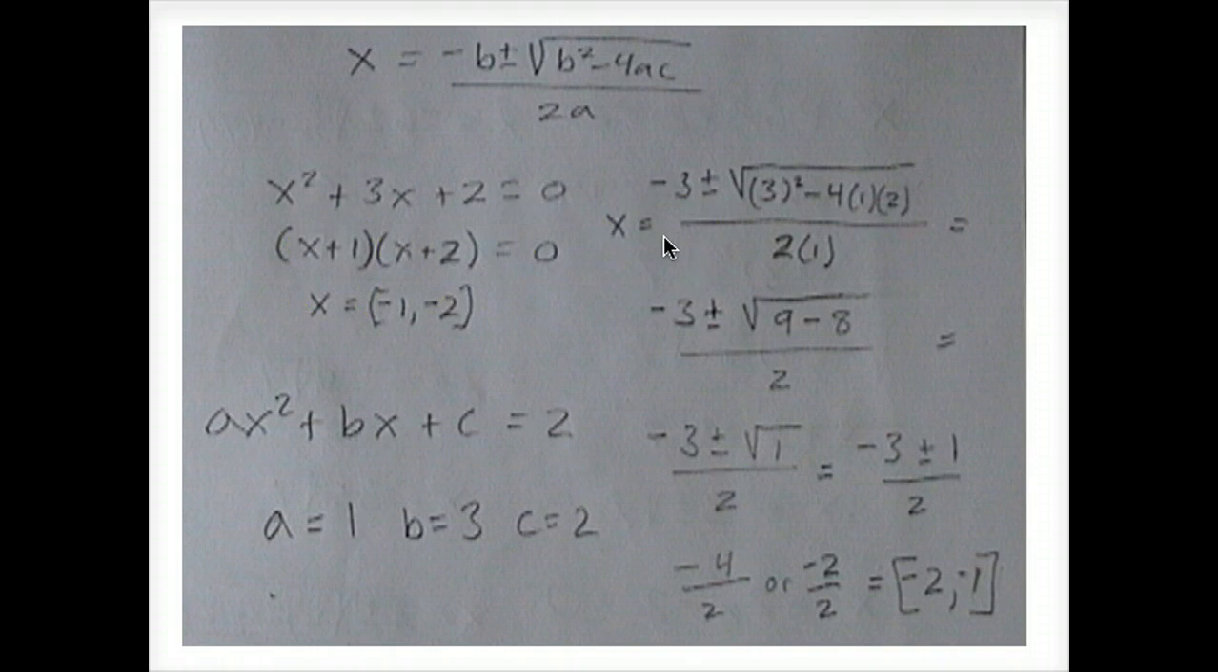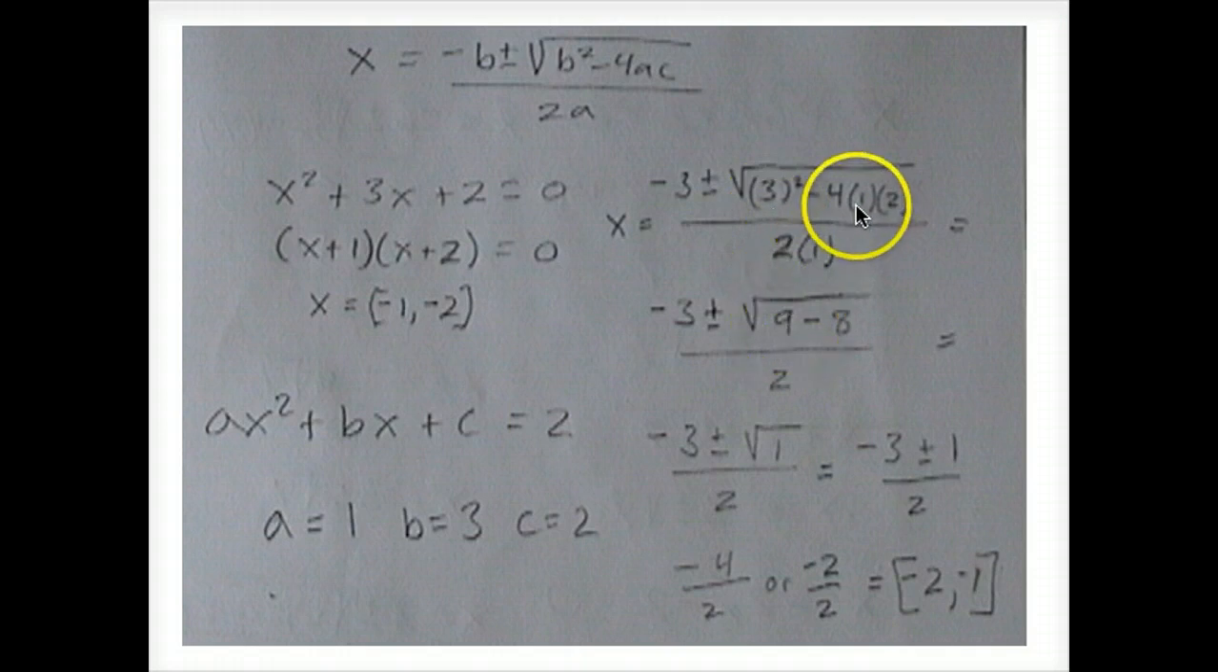Now let's check that out with the quadratic equation. So what's b? Well, b is 3. That's how many x I have. So negative 3 plus or minus the square root of b squared, so 3 squared, minus 4ac, well, a is 1 and c is 2, all over 2a, 2 times 1. Now we just do the math. That's it. It's negative 3 plus or minus the square root of 9 minus 8, over 2. Right, we're just doing the math in here.